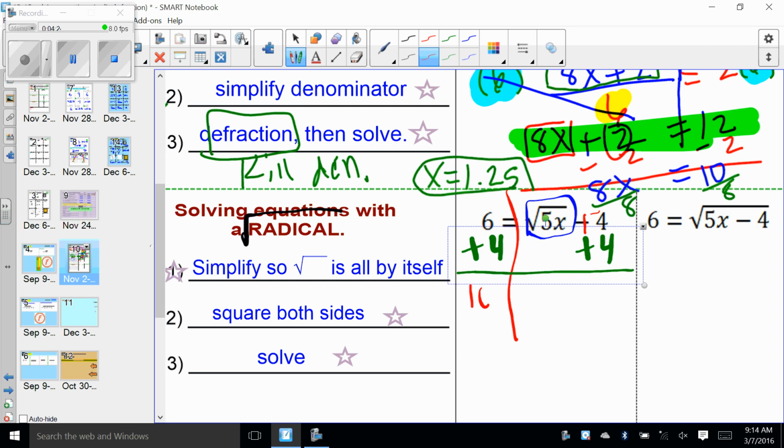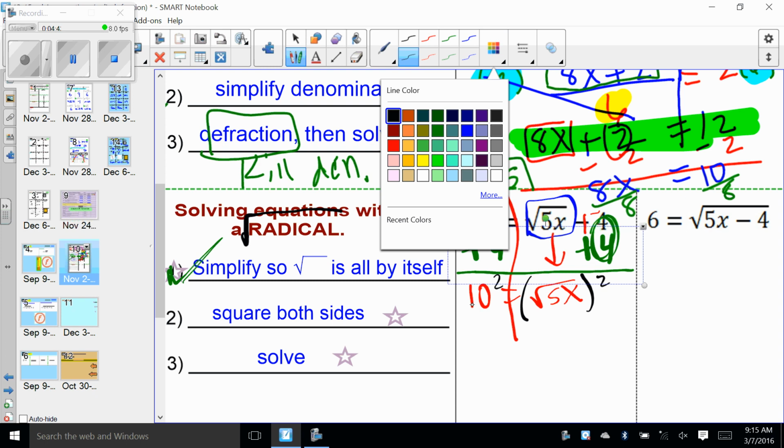Working left to right, then I get 10 equals. If I haven't used it, drag it down. And I have 0. That's simplified to get the square root all by itself. I just got the square root all by itself. Now I'm going to square both sides. I'm going to get rid of the square root of 5x. So I'm going to take a power of 2, copy, paste.